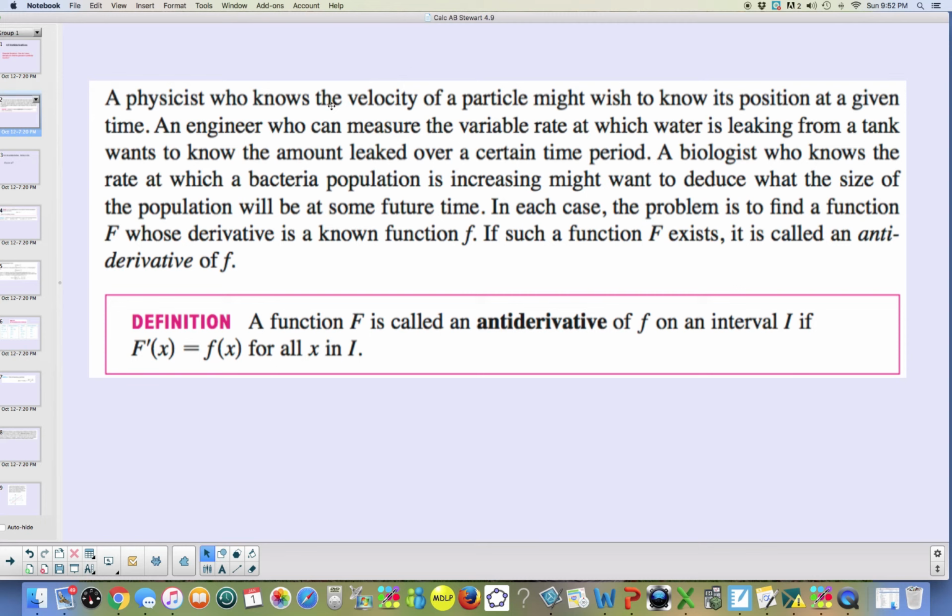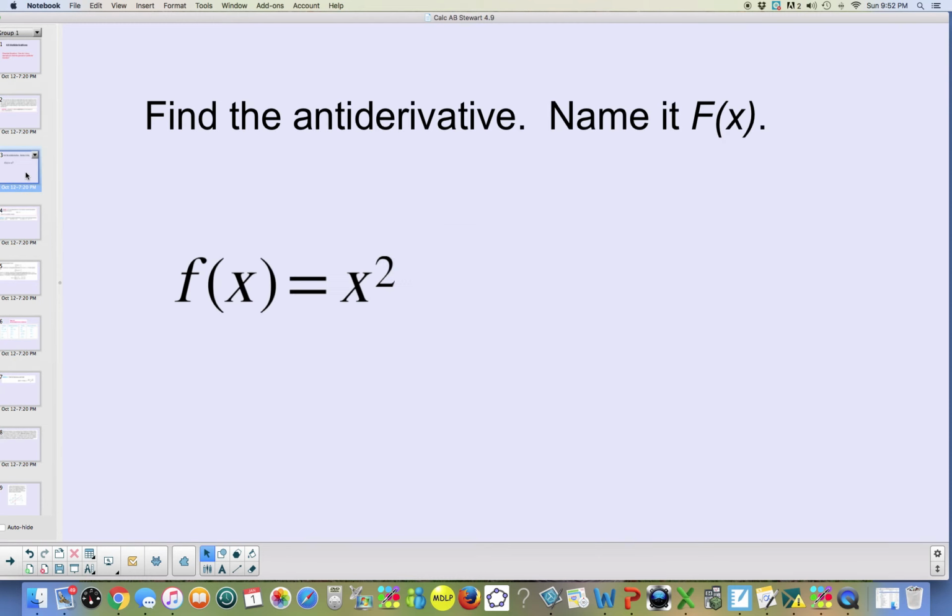So if we can find an appropriate antiderivative, we know that when we take its derivative, we will get the function that we originally started with. Let's take a look at this. Find the antiderivative, name it capital F of x. So here's the function, and we want to find its antiderivative. I'm going to say its antiderivative is x cubed over 3.